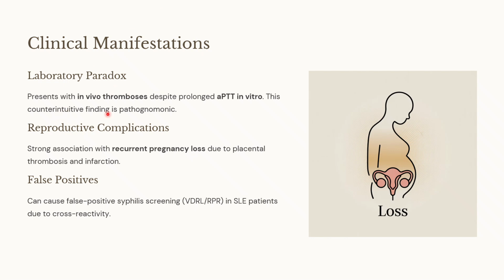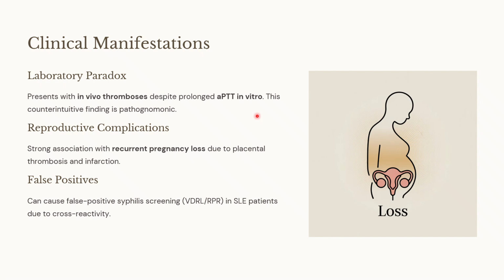There is a laboratory paradox in APLA. It will present with thrombosis inside the body, but in vitro there is an elevated APTT. Elevated APTT signifies increased bleeding. So even though there is thrombosis inside the body, why should the lab test have a prolonged APTT depicting an increased bleeding within the body?